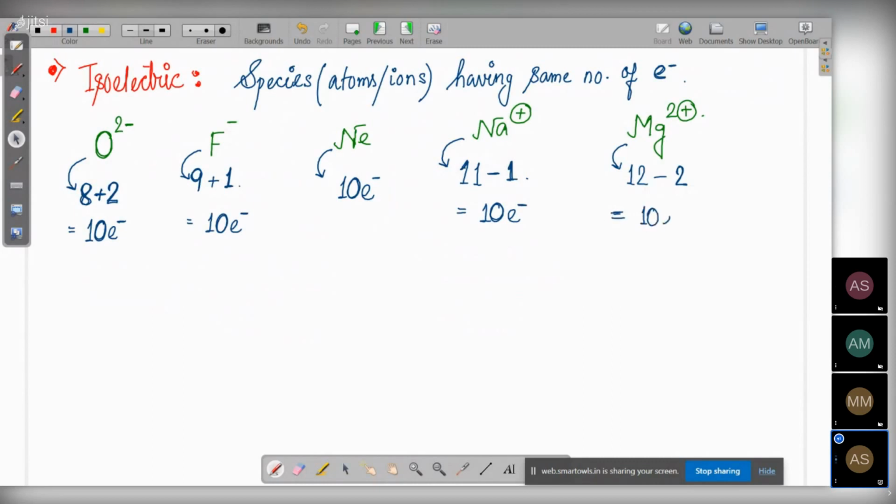So as you see, in all the examples that I have drawn, be it a simple neutral atom, an anion or a cation, in all the species there are 10 electrons. So that's why we call them isoelectronic species. Okay? Is it clear to every one of you? Yes, sir.